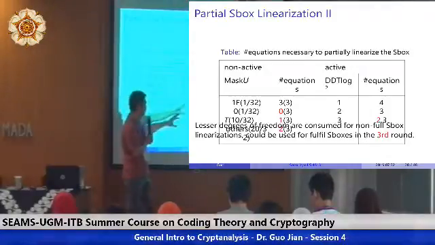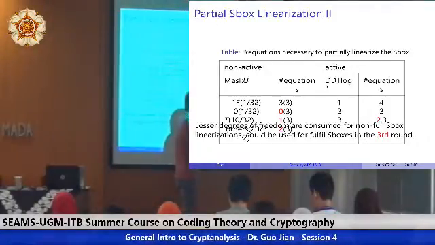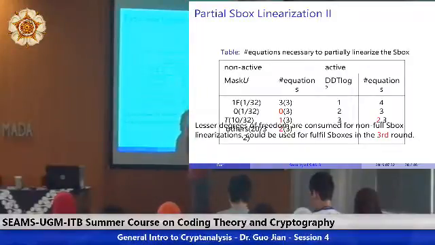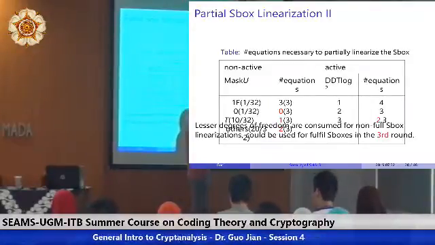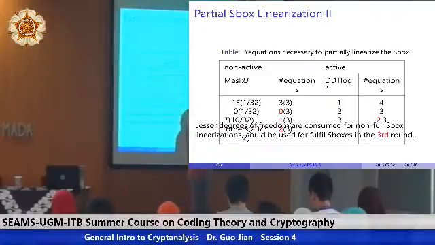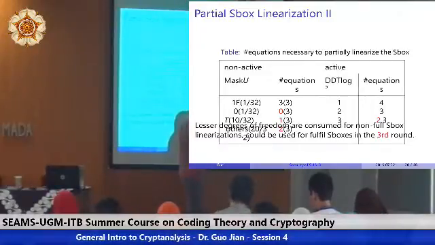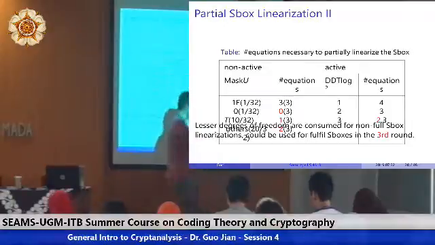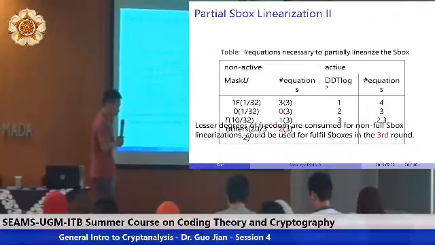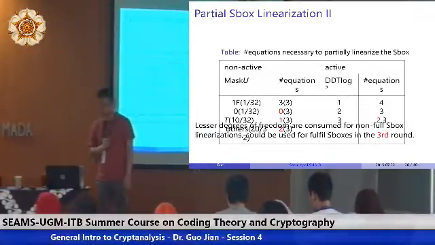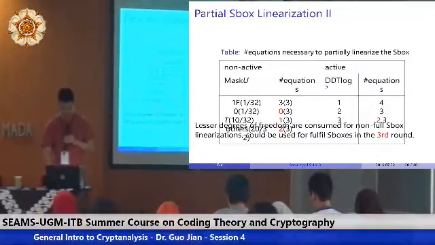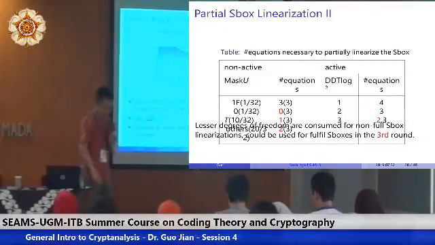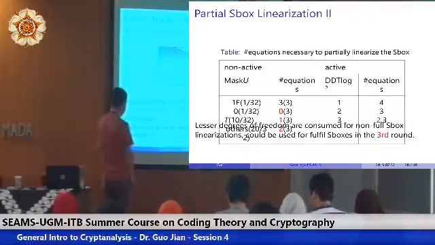For active S boxes, depending on the mask, for the first 2 cases, there's no degree of freedom saved. But for the 3rd case, there's a degree of freedom 1 saved. So in both cases of active and non-active S boxes, there are some degree of freedom saved. So that's how we do 2-round connector.